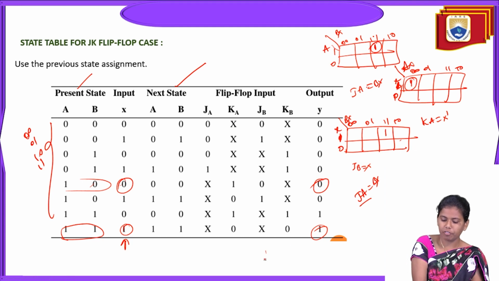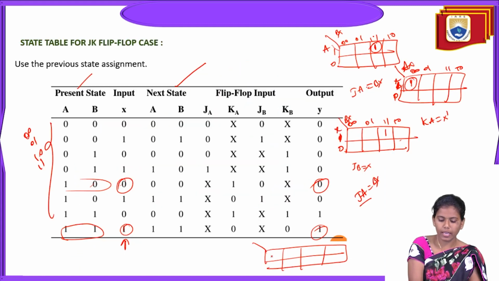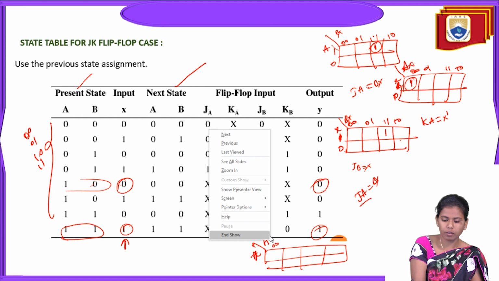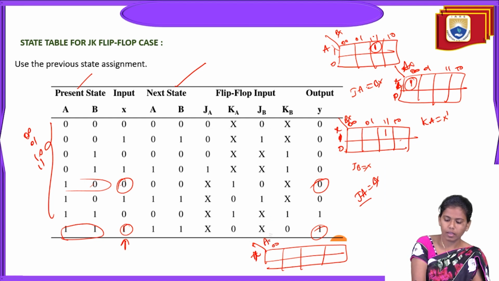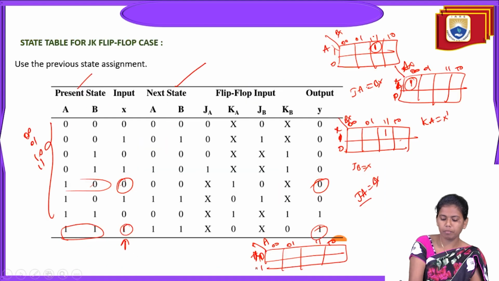Okay, and then finally we got KB is equal to A bar X bar. X bar X A 0 X. Here we can consider AX 0 0, 0 1, 1 0, 1 1. Here it is 1 0 and 1. So here for KB, A bar plus X bar. So here we have A bar and X bar.